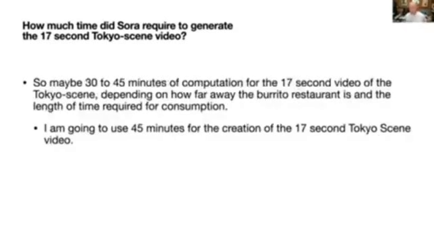So I'm thinking 30 to 45 minutes of computation for the 17-second video of the Tokyo scene, depending on how far away the burrito restaurant is and the length of time required for consumption. And I'm going to use 45 minutes for the creation of the 17-second Tokyo scene video.